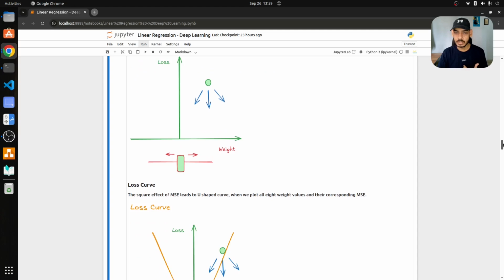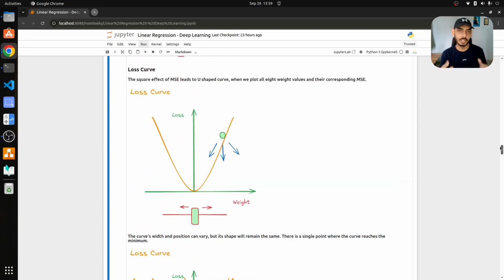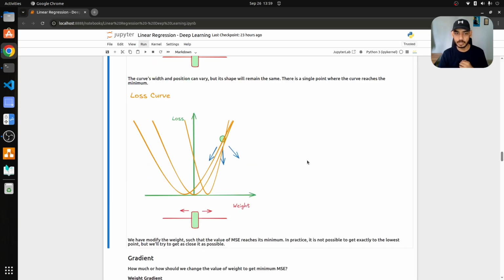Since we have around 8 data points, and the way we calculated the MSE is by squaring the value, after you square the value you tend to have something like a curve. For corresponding 8 weights, 8 loss values are produced. When you plot those 8 points, you will find a curve like this. It may be a different size or position, but you will find a curve. So the idea is to find a point on this curve where the loss is 0 or as low as possible. As I mentioned, the curve can differ.